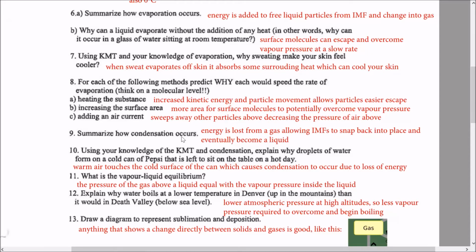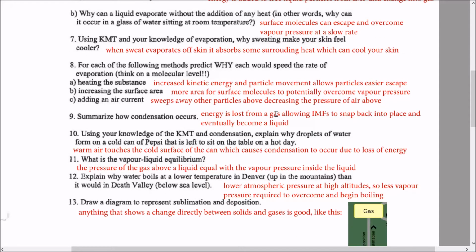Summarize how condensation occurs. Energy is lost from a gas, allowing intermolecular forces to snap back into place and eventually become a liquid. This is not the opposite, but a very parallel one to freezing. It's just instead of going from liquid to solid, we're going here from gas to liquid. So we're going from no IMFs to slight IMFs.